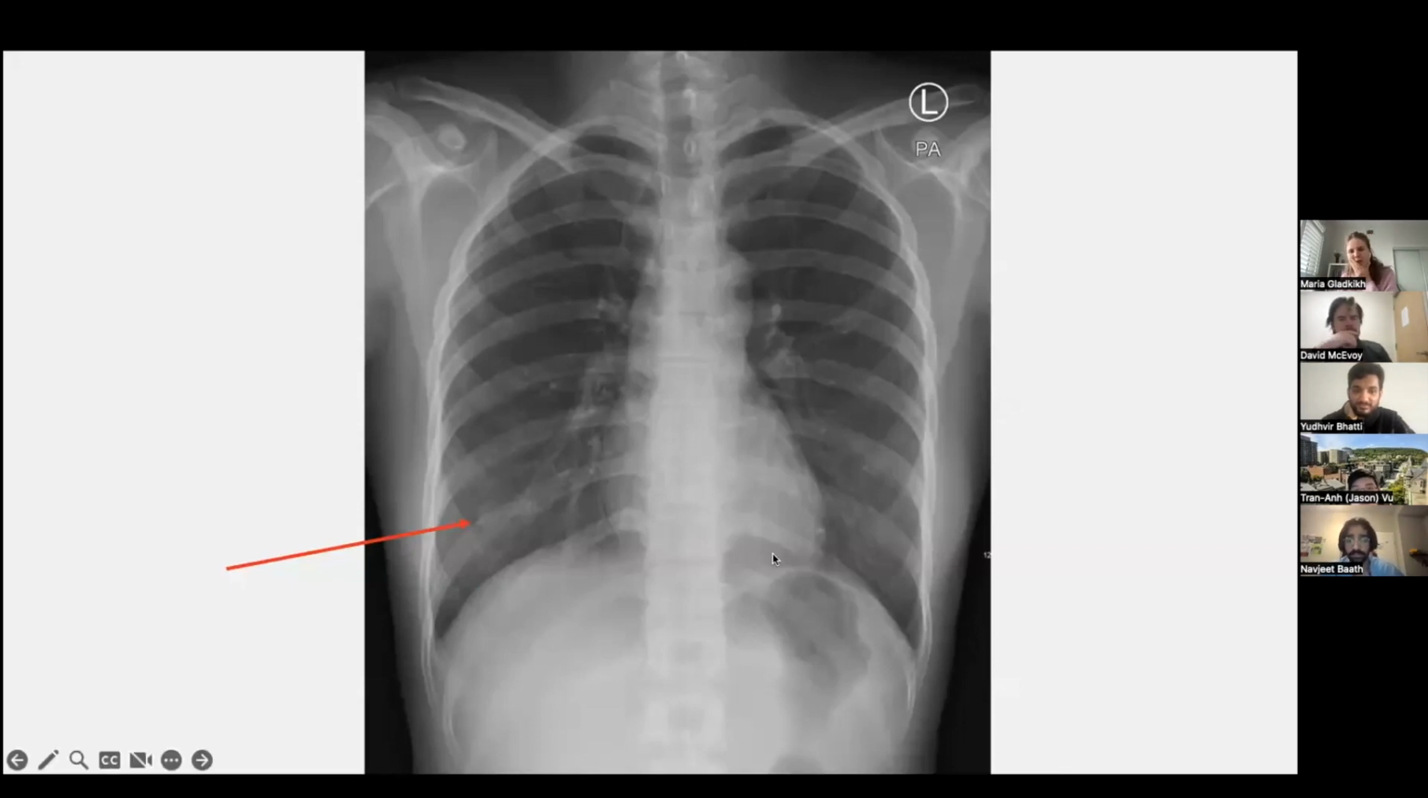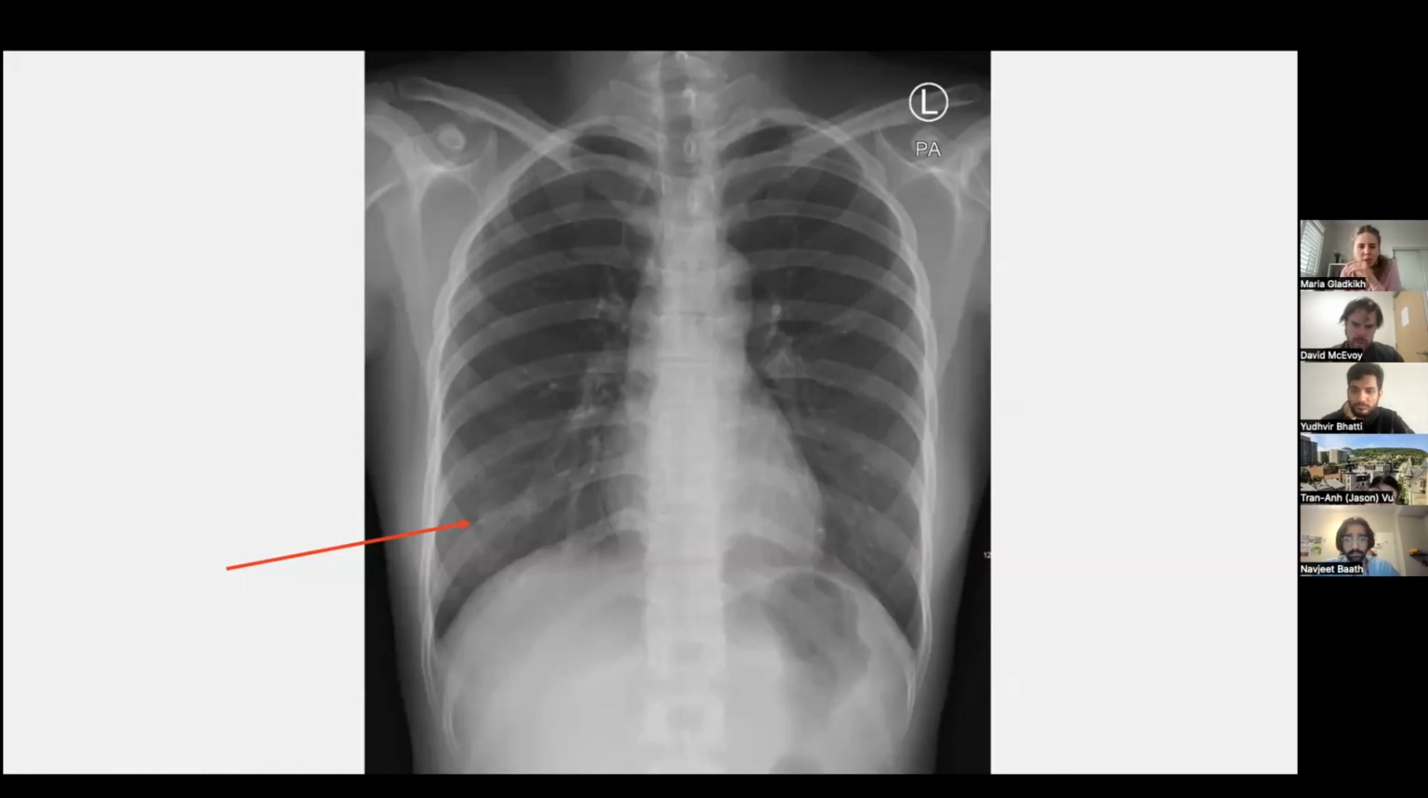Just remember that right upper is up here, but the right lower also can extend up here. So anything over here can either be right upper, right middle, or right lower, and you need a lateral view to confirm. Same thing with the left. Anything up here, you'd expect it to be left upper, but the left lower can also extend all the way up here. You can use your secondary signs like silhouette signs, etc.